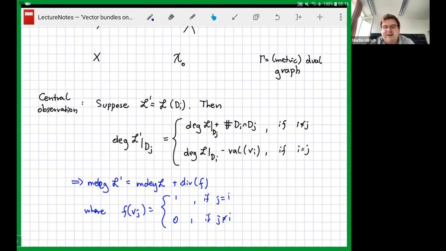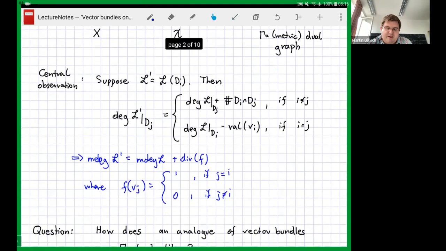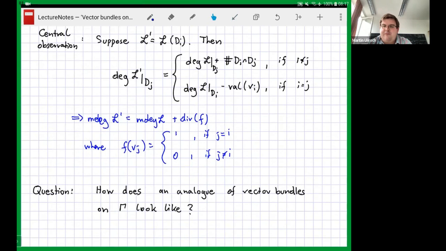And the question that I want to ask now is that, well, we all know that divisors up to linear equivalence are the same as line bundles up to isomorphism. So classically, the way to generalize line bundles is to think about vector bundles, which allows you to take values not in just one entry, but in more than one. And that's the basic question that I want to ask and also give at least one answer to today.